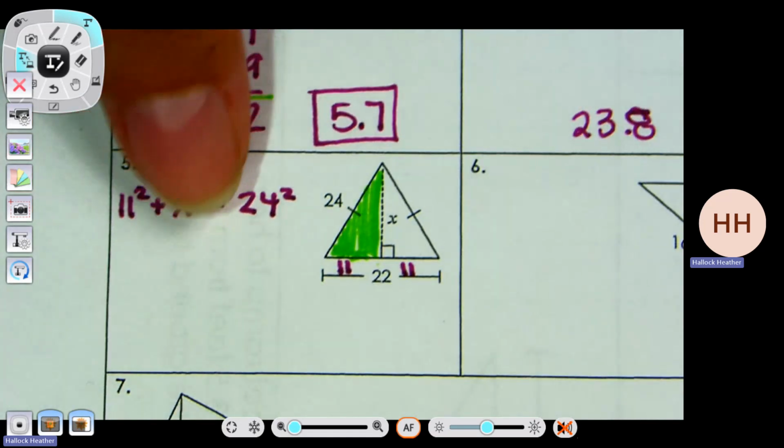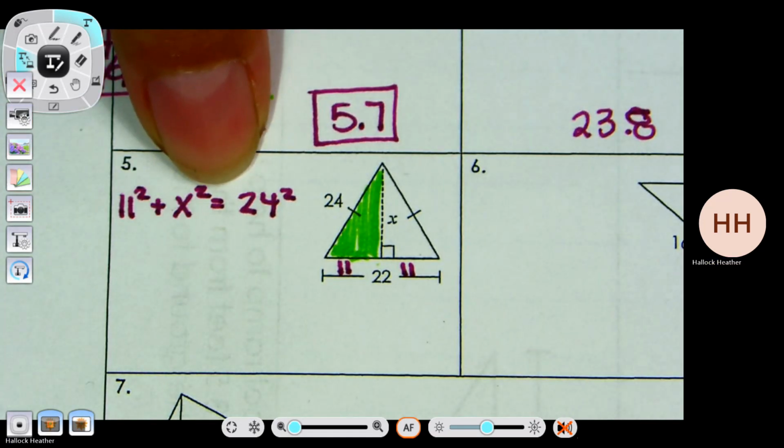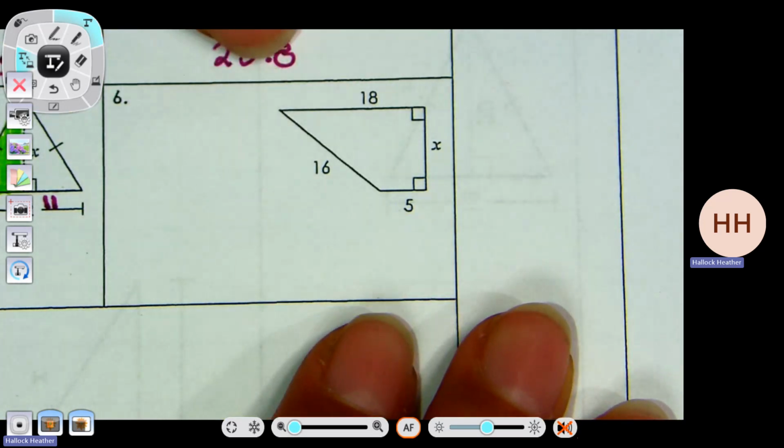Okay, so for this one, what do we got? 21.3, good. Let's look at number 6.